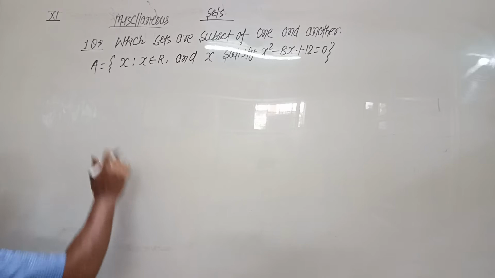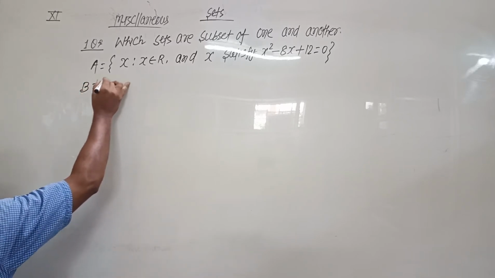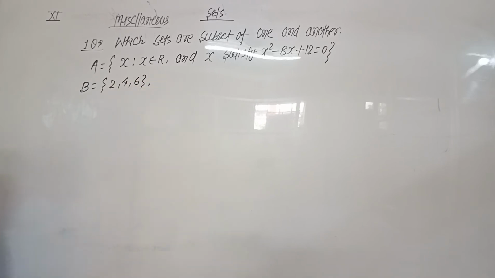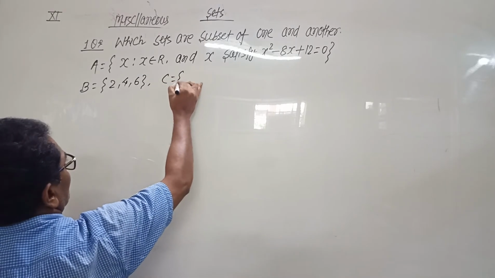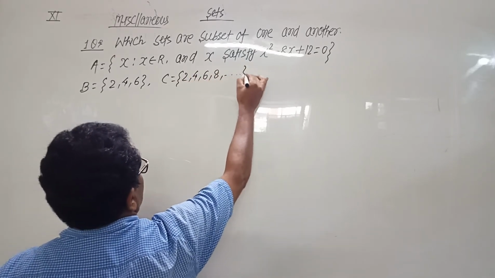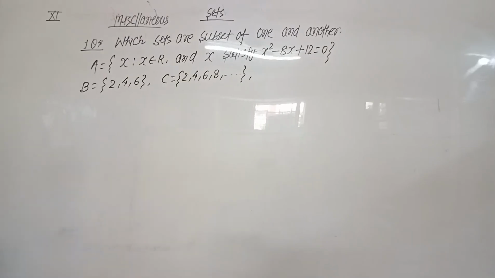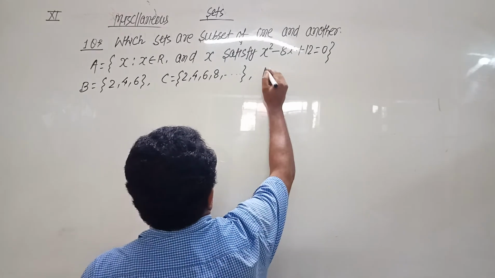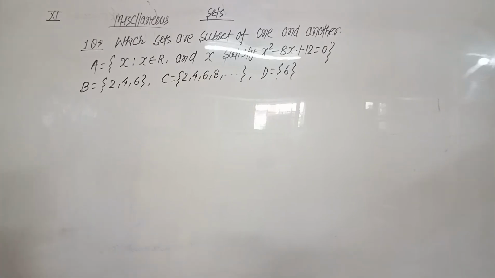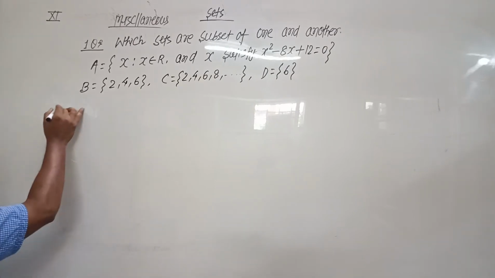Set B equals 2, 4, 6. Set C equals 2, 4, 6, 8, and so on. And set D equals 6. Which of the sets are subsets of one another?